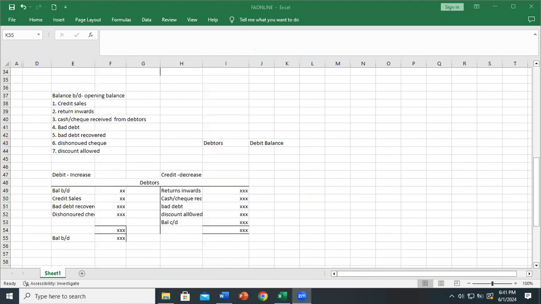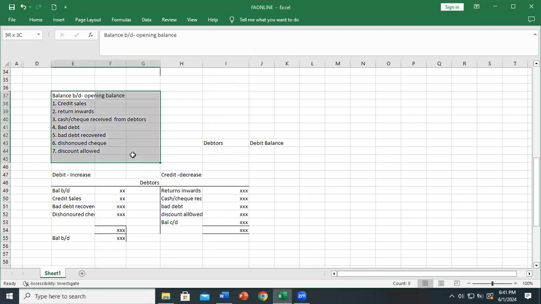Okay. So when you take the debtors of a business, these items I've listed here are just a few that either increase their balance or decrease their balance. Now, if you pick them one by one, the first one is the opening balance. If some people are owing you from the previous year, you have to bring it into the account. And as we know, debtors have a debit balance. So any opening balance will definitely be at the debit side.